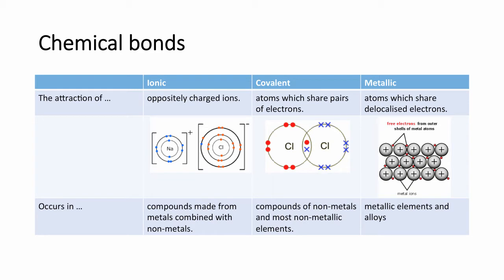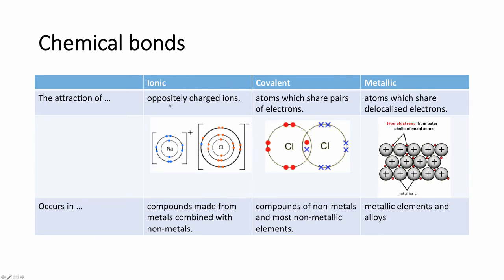Okay, so most of this video is about bonding and structure, and there are 3 types of chemical bonds and structures that you need to know. The first one is ionic, and I've got a summary table here which shows what the attraction is to make the bond and also where it occurs. The students have great difficulty and often mix up these two.